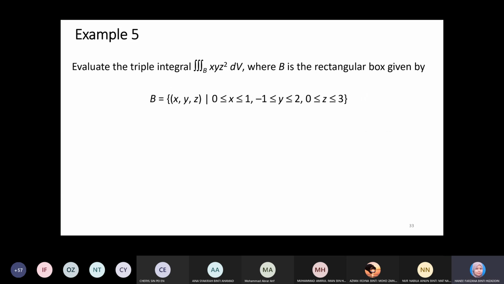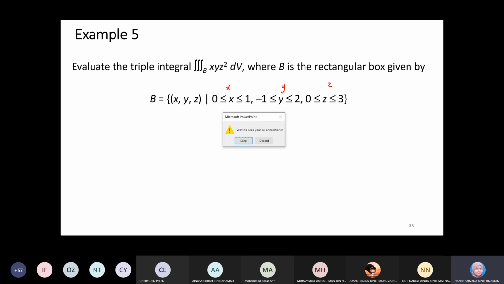To evaluate this triple integral over the box B of xyz squared with respect to the volume dV, where B is the rectangular box given by the intervals for x, for y, and for z.